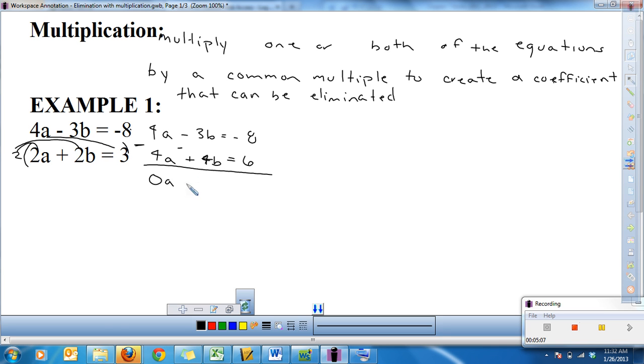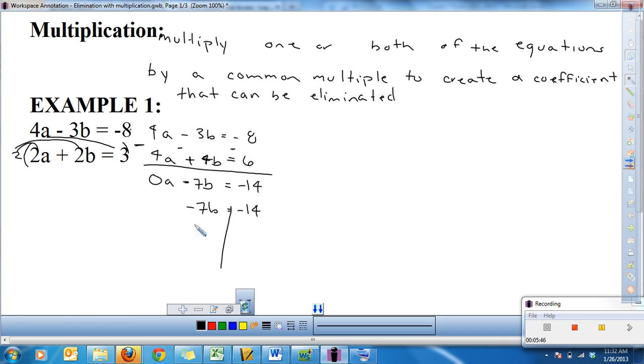You should have gotten negative 7b. Be careful that you're doing a negative 3 minus a positive 4. And then don't forget your answers. We're going to do a negative 8 minus 6, which is negative 14. Essentially, I don't need this 0a, so I really just have negative 7b equals negative 14.